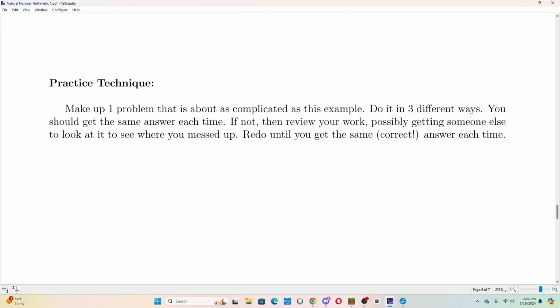Practice technique. If the last problem is difficult for you, then make up one problem that is about as complicated as this example. Do it in 3 different ways. You should get the same answer each time. If not, then review your work, possibly getting someone else to look at it to see where you messed up. Redo until you get the same correct answer each time.